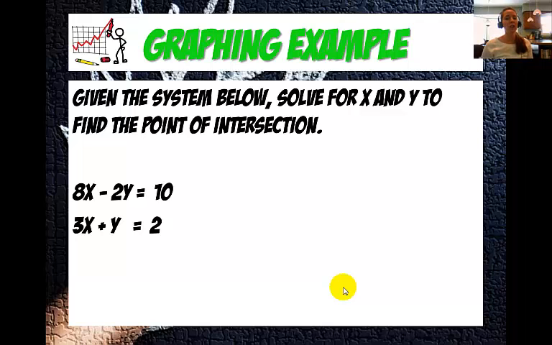Now sometimes you can get just one point where they cross. Other times you can have parallel lines and they're not going to have any points in common. And you could also have lines that overlap and they're going to have infinite or all points in common. So let's take a look at these two equations right here.